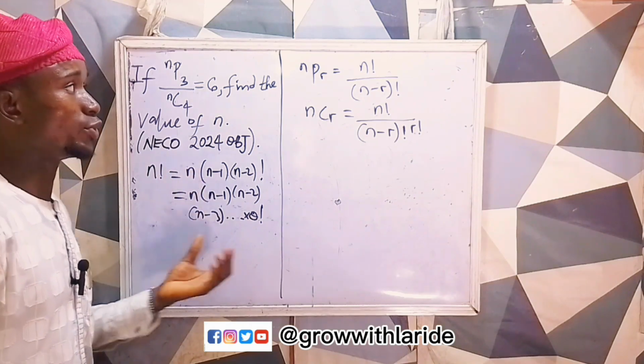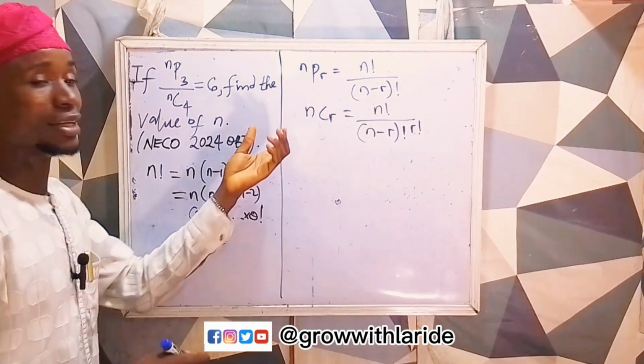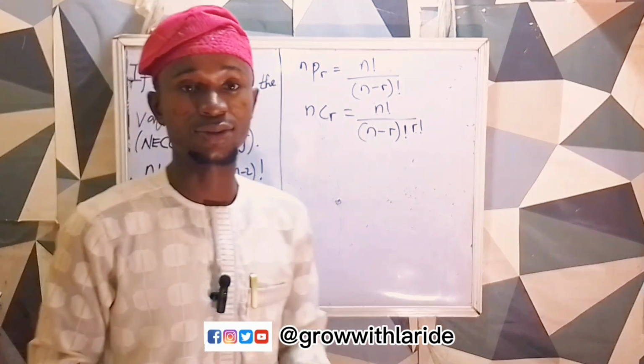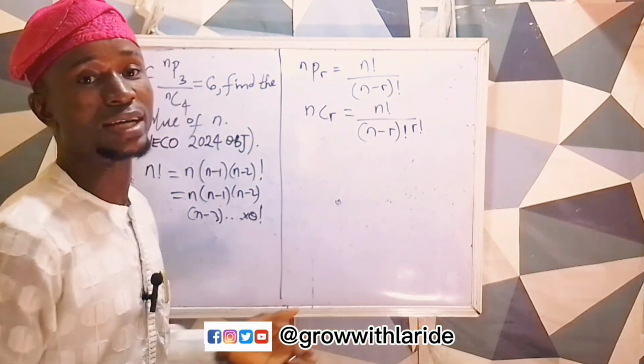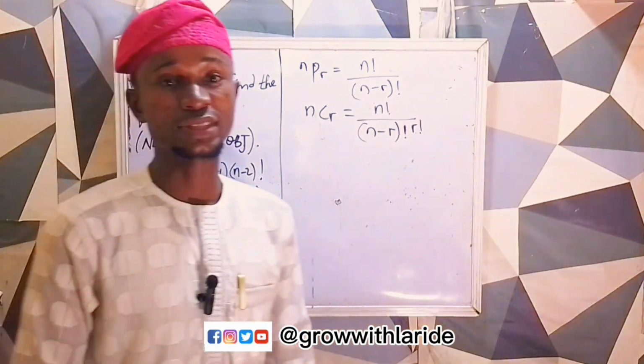So you have to have known all this. What do we call n factorial, nPr and nCr? Knowing all this now, we can go to the question, then we can see how we can solve. So, alright, solution.